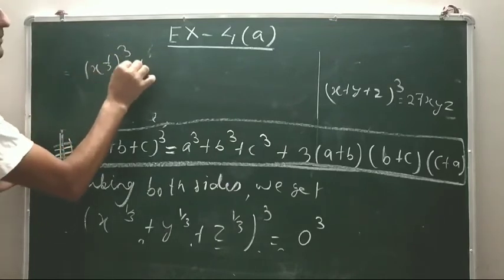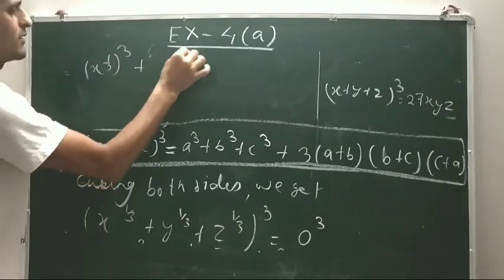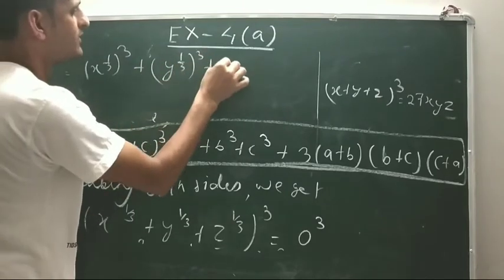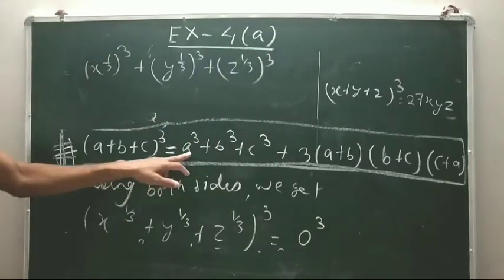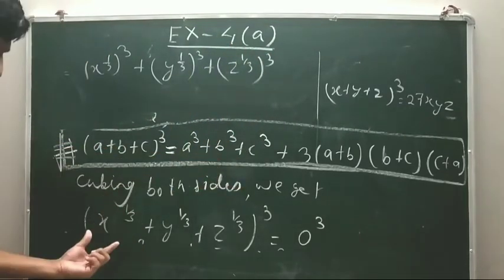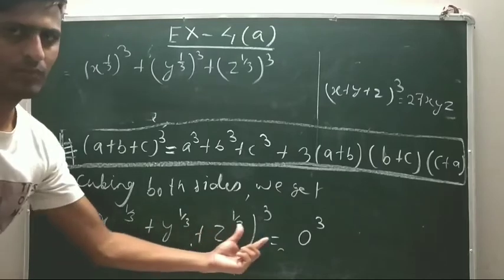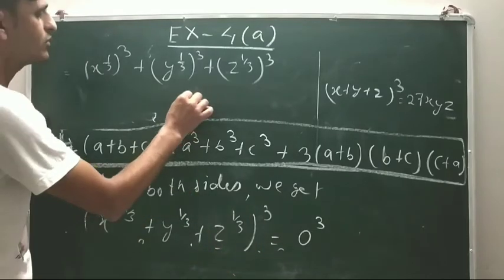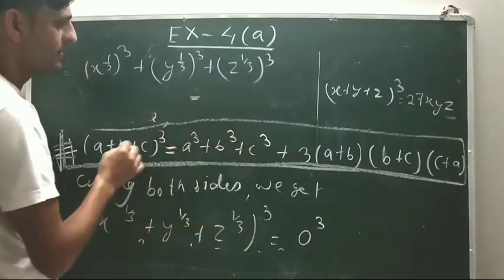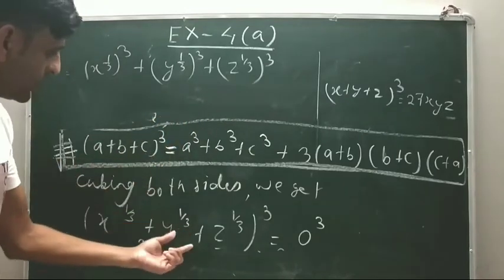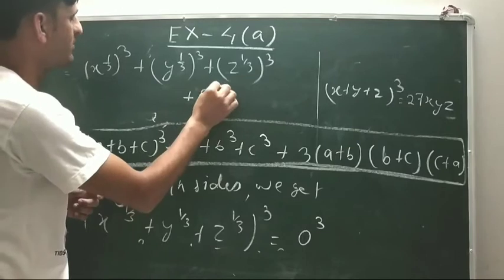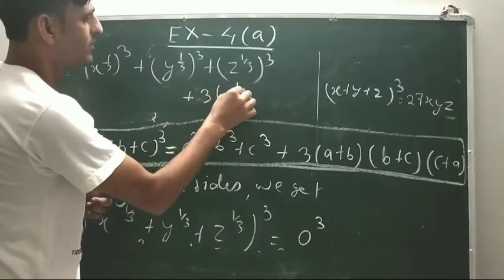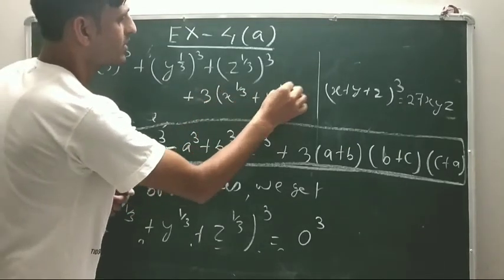a cube plus b cube plus c cube, that means we get this cube. Then it is equal to 3(a + b), that means a cube plus b cube plus c cube plus 3(a + b). And a + b means x^(1/3) + y^(1/3).